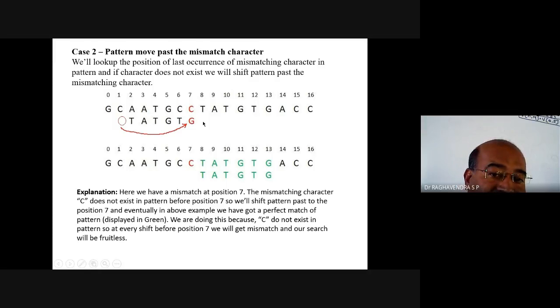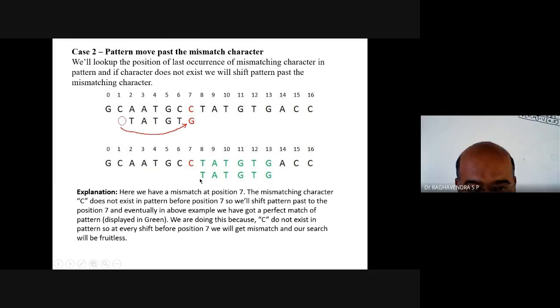to the next position. So what is the next position after the mismatch? 8. So T will be moved to the 8th position, and A will be moved to the 9th position like this. Can you notice? Look, did you understand?